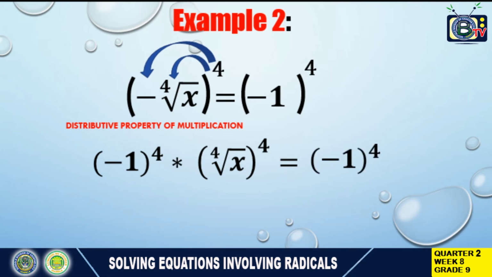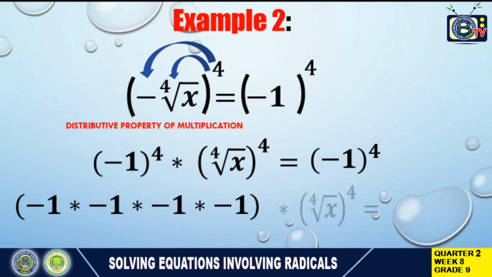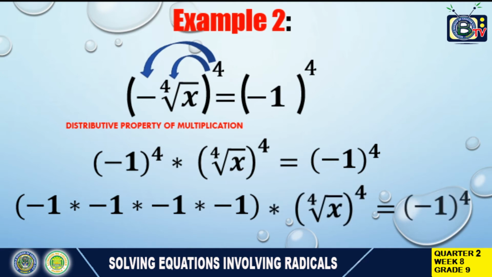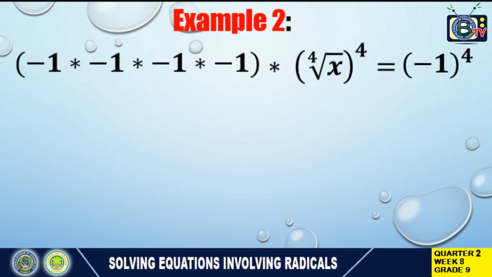Now expand the quantity of negative 1 raised to 4, so it becomes negative 1 times negative 1 times negative 1 times negative 1. Multiplied by the quantity of fourth root of x is equal to the quantity of negative 1 raised to 4. Now simplify, negative 1 times negative 1 is positive 1. Positive 1 times negative 1 is negative 1. Negative 1 times negative 1 is positive 1.